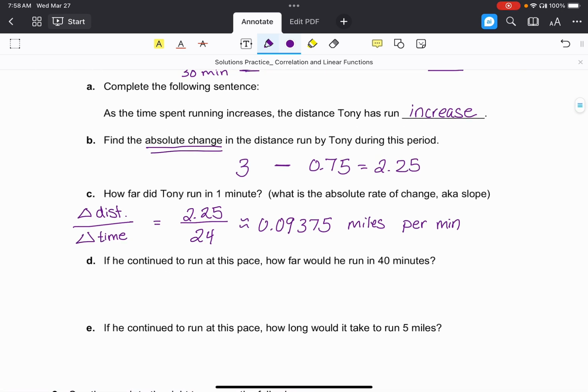Now, if he continued to run at this pace, how far would he run in 40 minutes? And this is just a generic, separate situation. There's no, well, if he started at this distance, nope, it's just how far would he run in 40 minutes? Well, if he runs this distance up here every minute and 40 minutes go by, this is a multiplication relationship. So here's the distance he runs each minute, per 1 minute. And we have 40 copies of that because that's going to happen 40 times. And it turns out he'll run about 3.75 miles in 40 minutes.